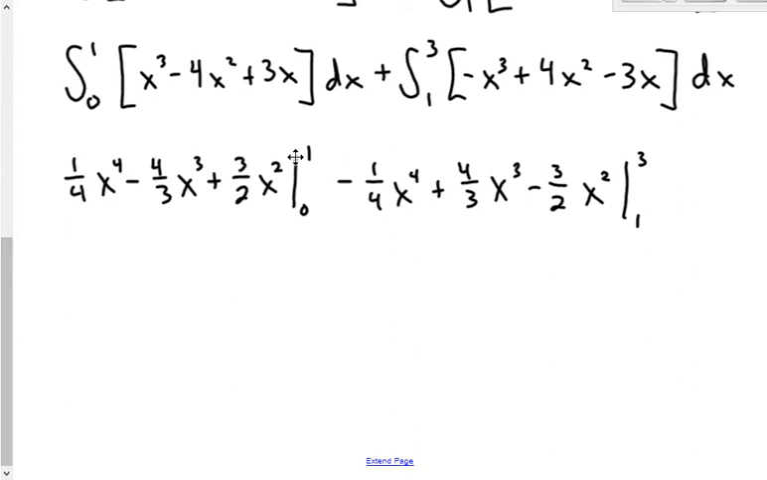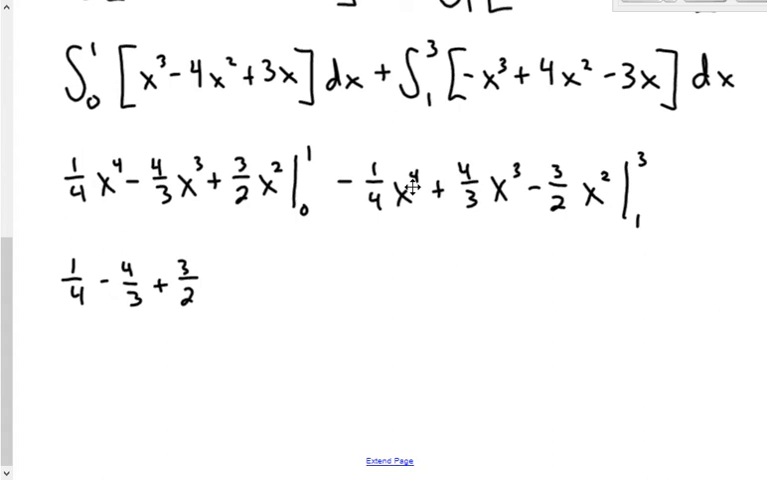So then we evaluate them. Plug 1 in there, I get 1/4 minus 4/3 plus 3/2. Plug in 0, we get 0. And then I'm going to get, if this is really plus this, a positive and a negative makes a negative, positive, negative. So I didn't really need this plus in here.